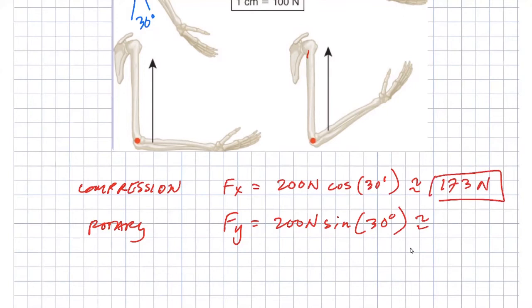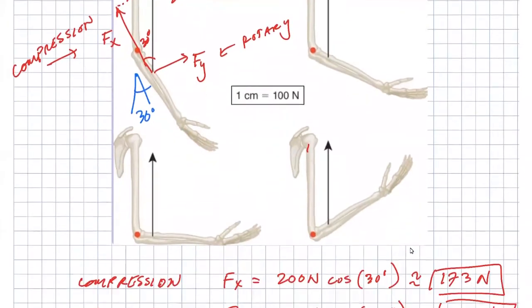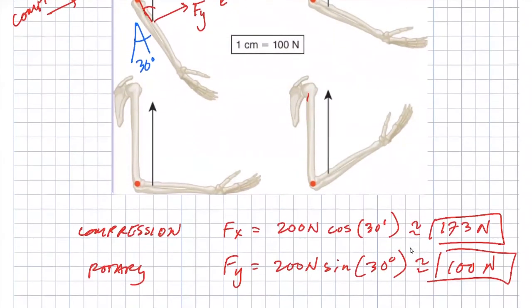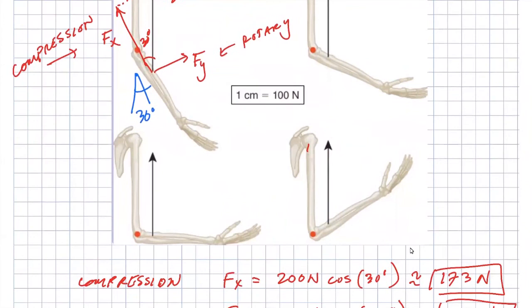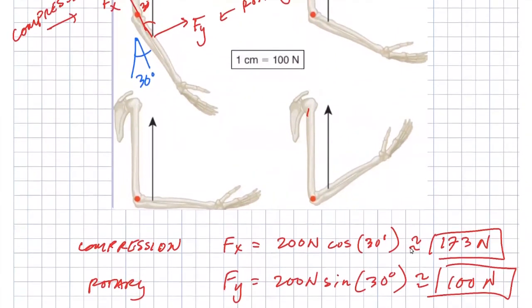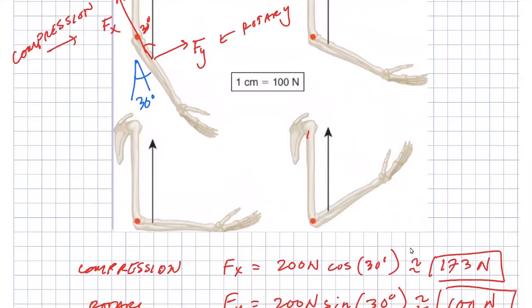And for the rotary component, let's say that is sine 30 degrees. I'm just using my calculator on my iPhone. Sine 30 is 0.5. So you should get 100 newtons of rotary. So notice at 30 degrees, the force of the biceps can only create 100 newtons in the rotary direction, and in compression it's 173 newtons.